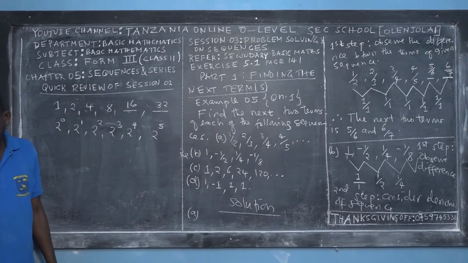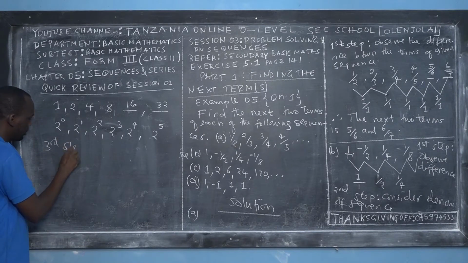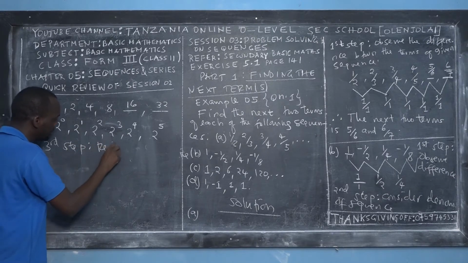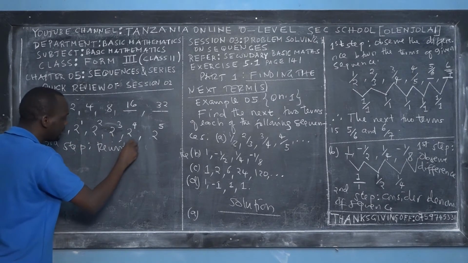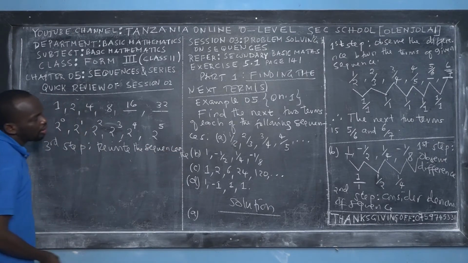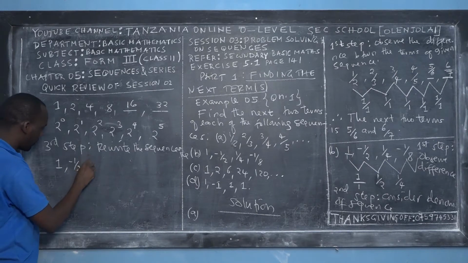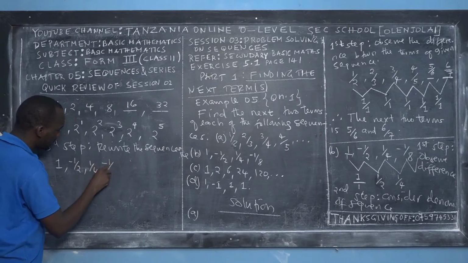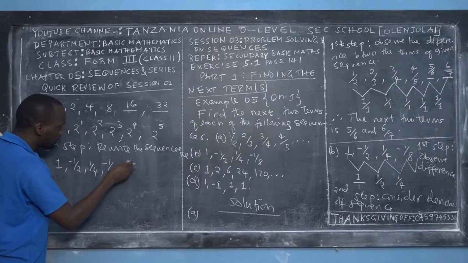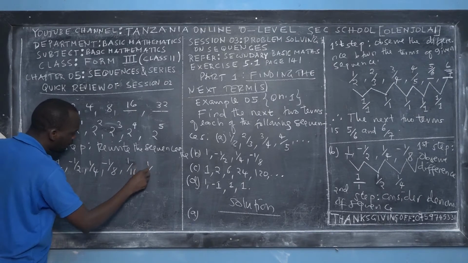Right? So if that's the case, we go for the third step: rewrite the sequence. So let us now write the sequence, which previously contained only 4 terms: 1, negative 1 over 2, 1 over 4, and then negative 1 over 8, and then we don't know the next 2 terms. Now we have realized that these are denominators, remember, 1 over 16 and 1 over 32.